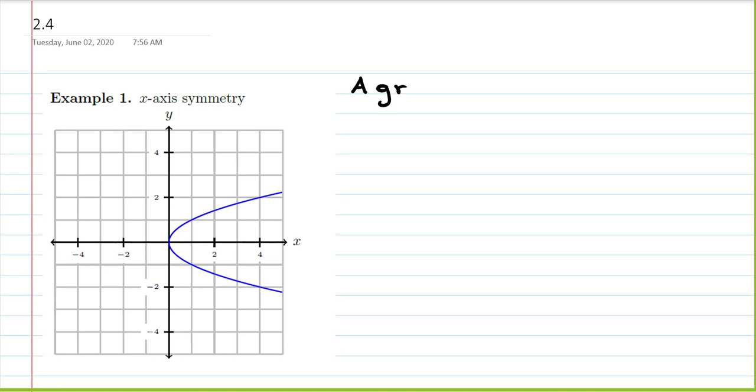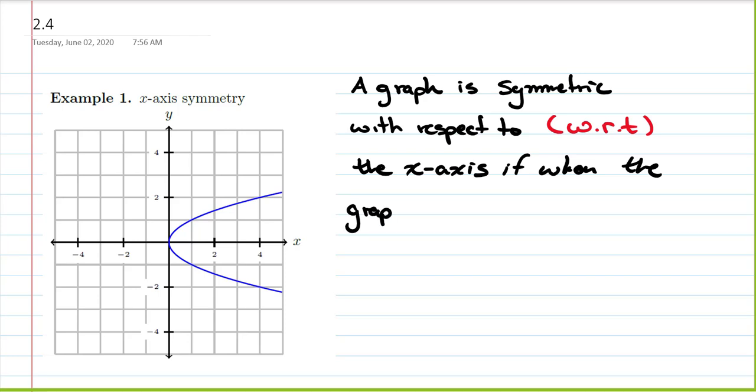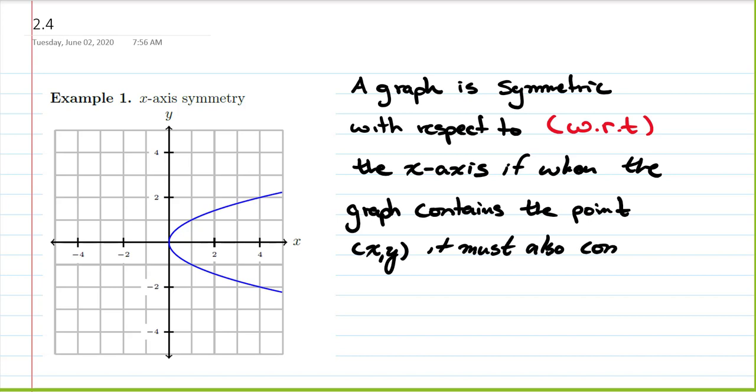So we say a graph is symmetric with respect to, and I'm going to abbreviate that as WRT, the x-axis, if when the graph contains the point x comma y, it must also contain x comma negative y.